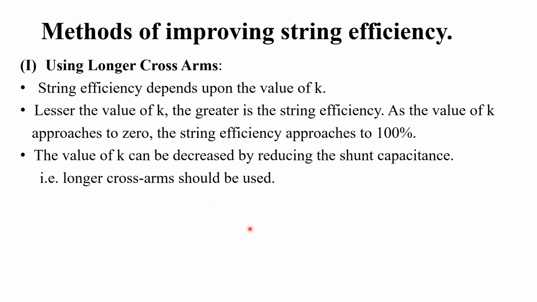We know that capacitance C is equal to epsilon A divided by D. That means if the distance increases, the capacitive effects decrease. If we use longer cross-arms, the shunt capacitance effects decrease, and hence the charging current distribution across each disk will increase, the potential distribution across each disk will be the same, and thereby the string efficiency will be maximum. So we can improve the string efficiency by using longer cross-arms, and thereby the effects of shunt capacitance can be reduced.